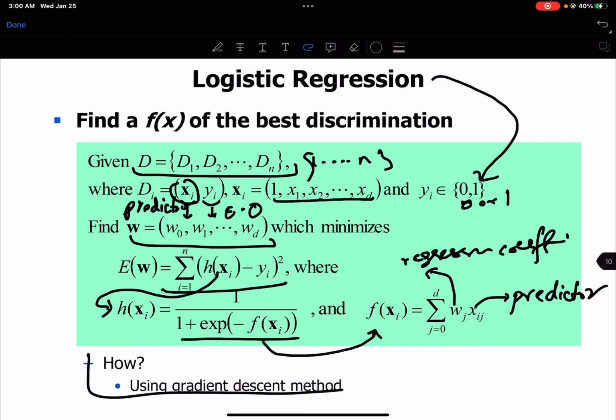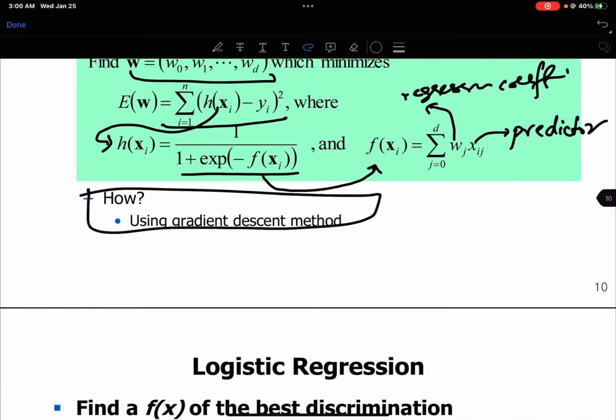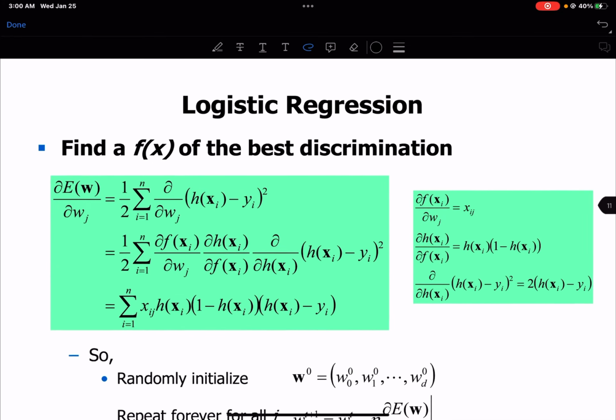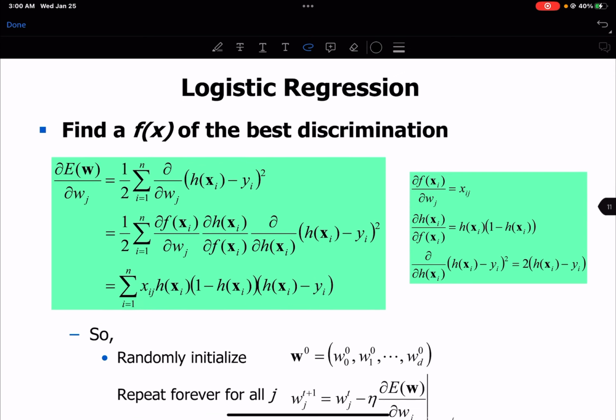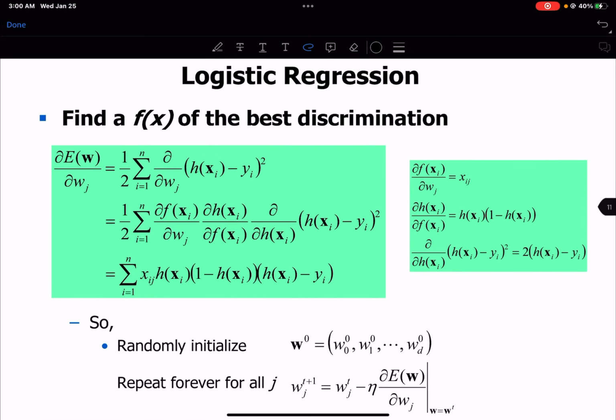Now we move on to gradient descent. So what is the gradient descent method, and how can we find a solution or optimize our solution using gradient descent? We have to find an f of x that is the best discrimination between the classes 0 and 1.